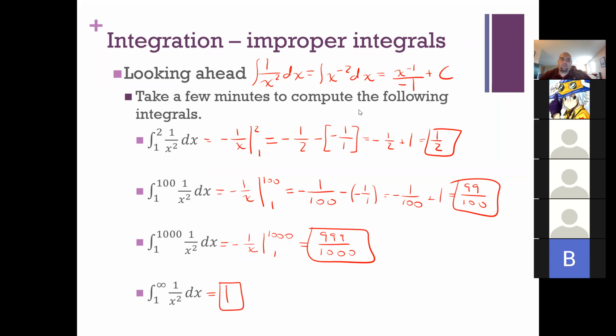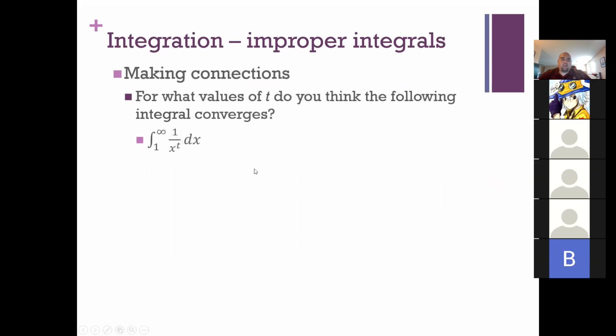Okay. So let's move forward. Let's generalize this a little bit. The one I just showed you was the integral from 1 to infinity of 1/x². Now I have this just 1/x^t. So basically what I want to do is come up with some kind of conjecture here. I want to know what values of t this integral will converge for.